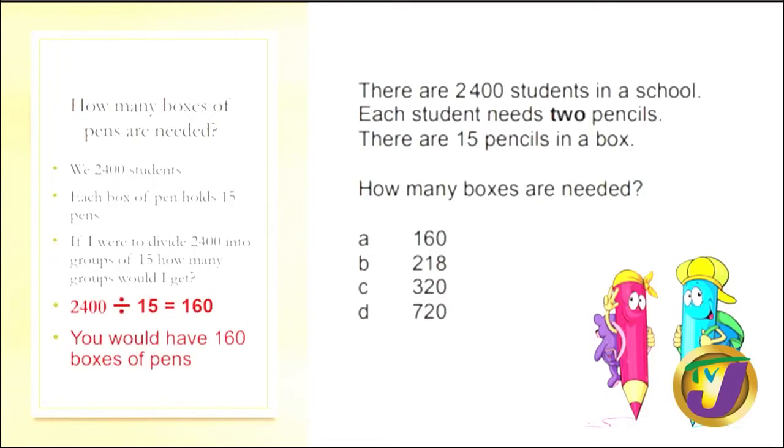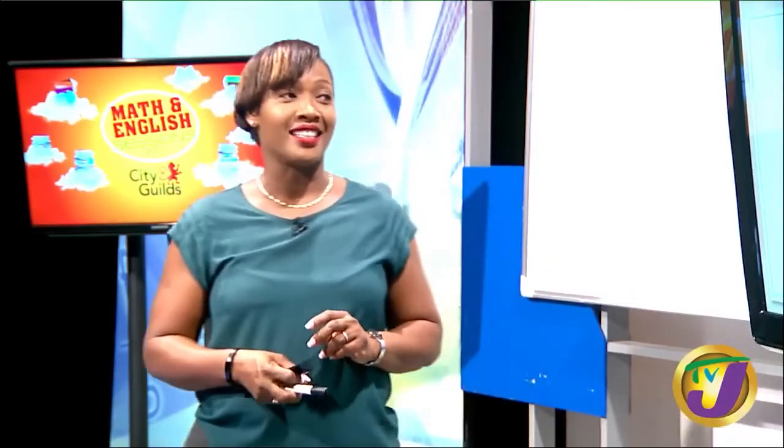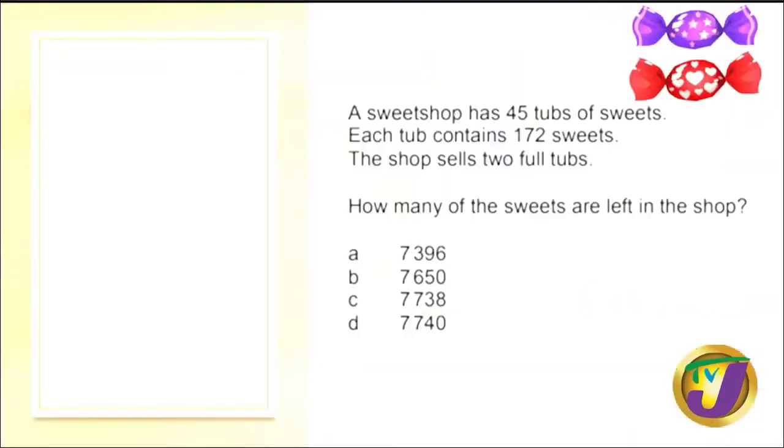So you would have to have 160 boxes of pencils. All right, the next question. A sweet shop has 45 tubs of sweets. Each tub contains 142 sweets.